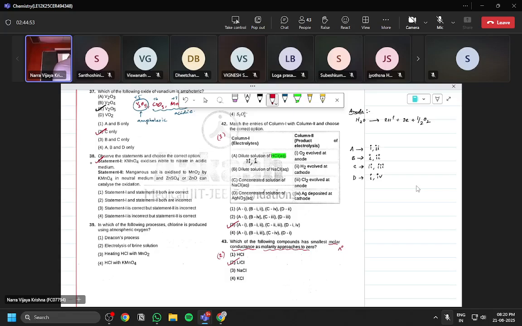Manganous salt means Mn plus 2. Why are they taking Mn plus 2? Is oxidized to MnO2. Okay, let us check. So they are saying Mn plus 2 salt and MnO2. And KMnO4 means MnO4 minus in presence of Zn plus 2. Yes, correct only. It is a direct bit.